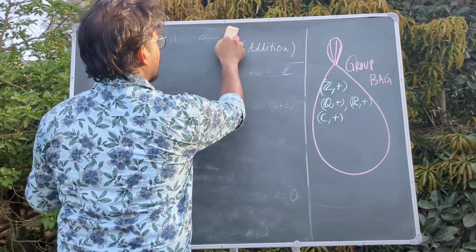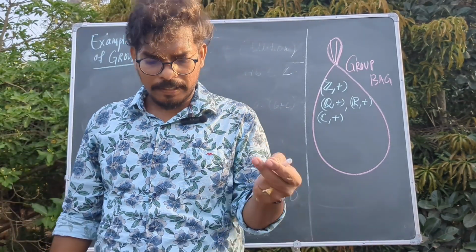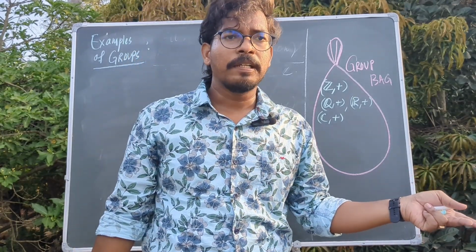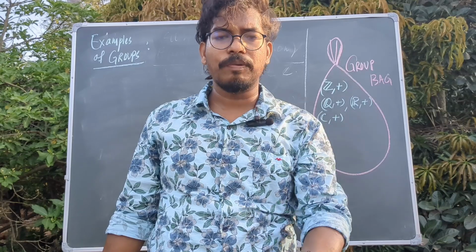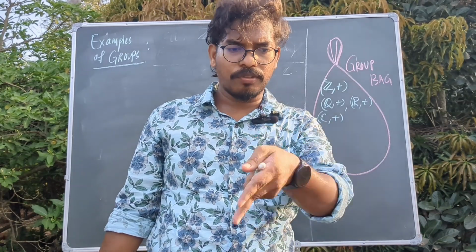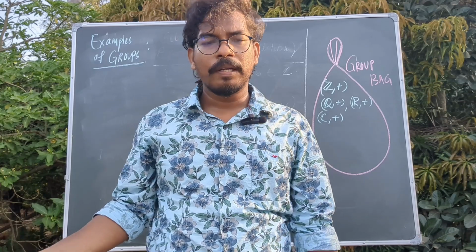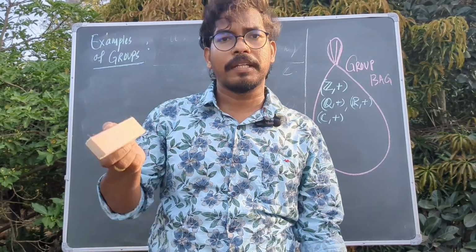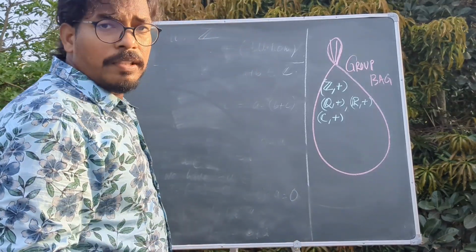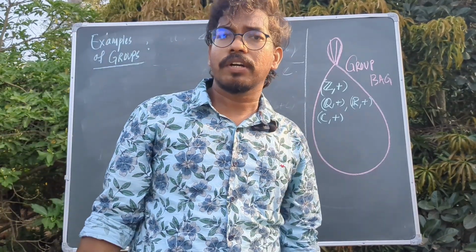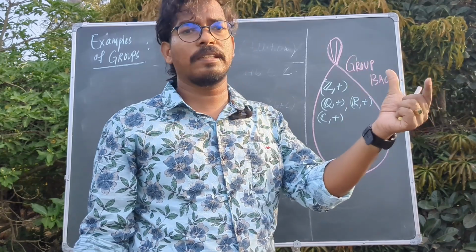You can also construct groups: take any random set, take any random binary operation on it, and if it satisfies every axiom, all four group axioms, then that set under that operation is a group. If it fails to satisfy any of the group axioms, then it is not a group. So showing that something is not a group is very easy, because we only have to figure out the axiom which it is not satisfying.